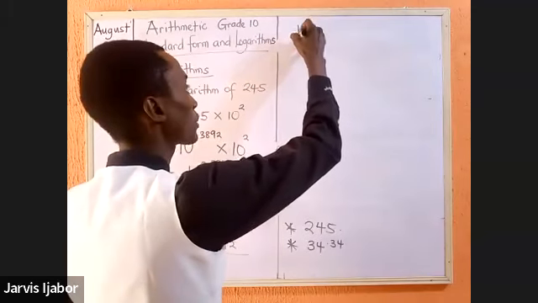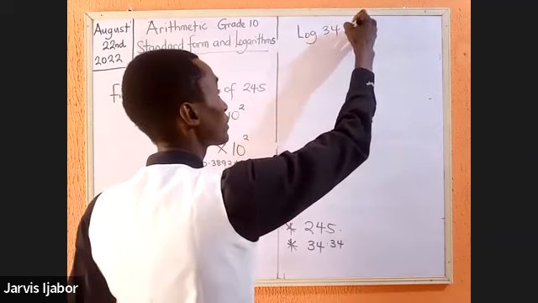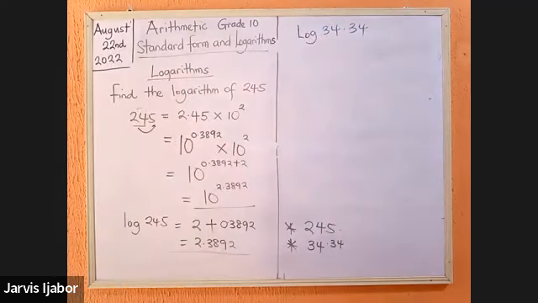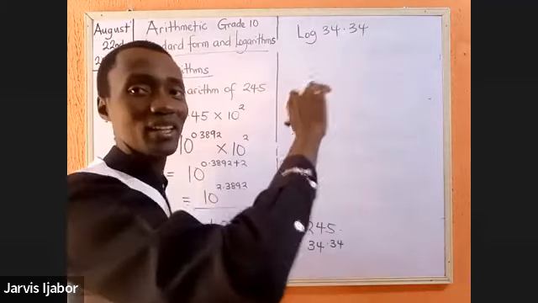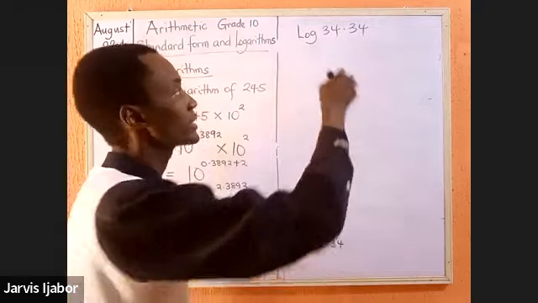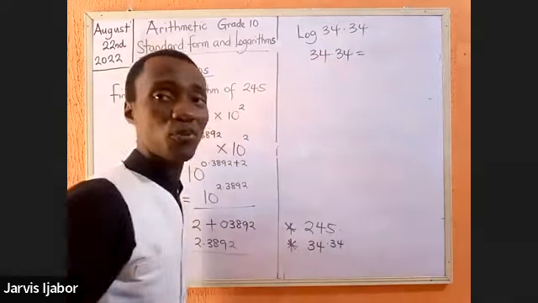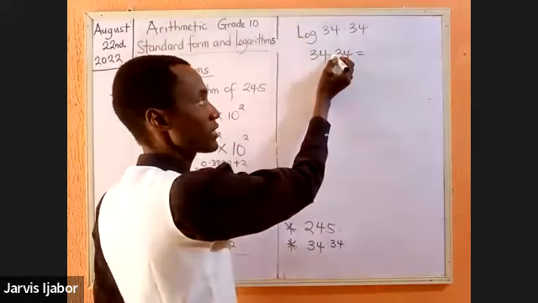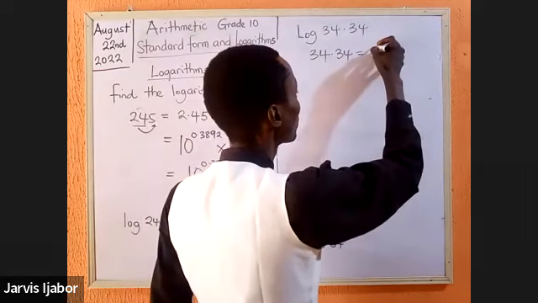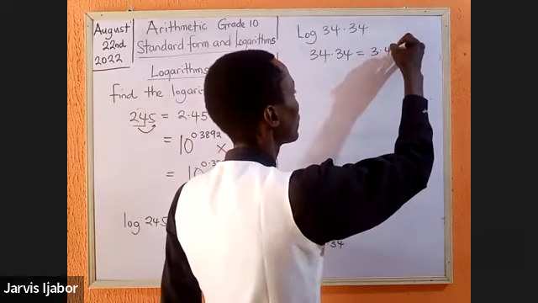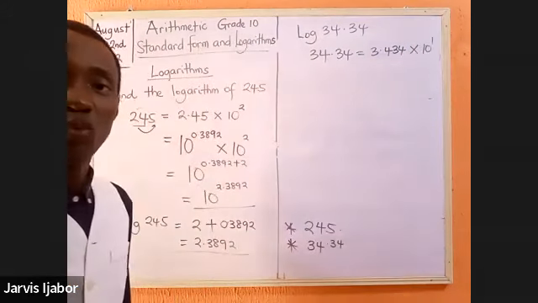Now, we come to the next one. It says the log of 34.34. What would that answer be? Now, this one is a little tricky, but we can also handle it. We start by writing this first in standard form. Take note of where the decimal point is and where you are going to put it as a unit decimal. So this will now be 3.434 times 10 raised to the power of what? 1.